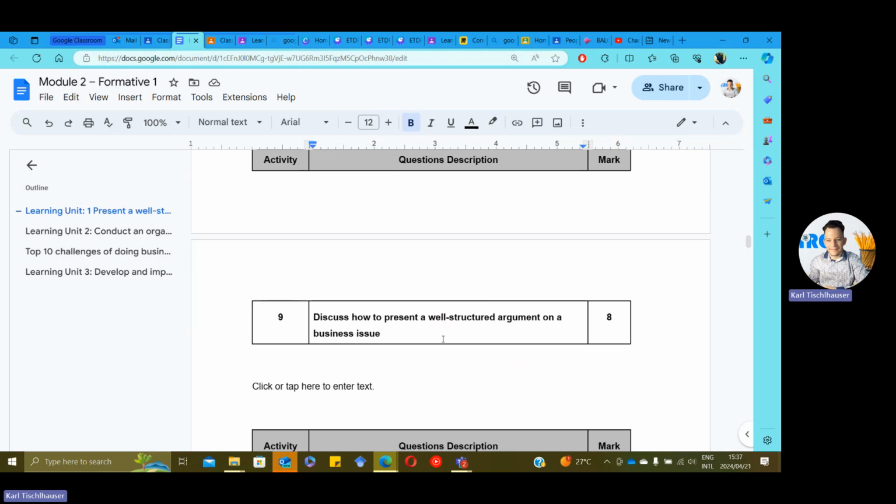Now we want to focus more on the business context, on business issues. And this would be a great space to bring in those persuasive devices I spoke about in our class discussion. So think about that. Think about how you can include those in your answer here.